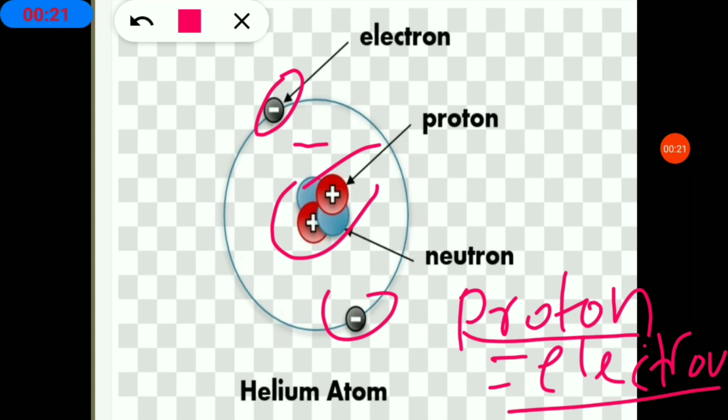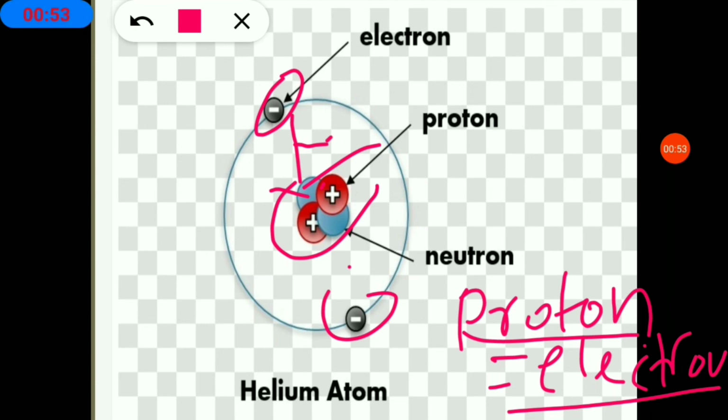Neutral means neither it will try to gain any electron nor donate an electron. So the force towards the nucleus will be balanced. Because in the nucleus there is a positive charge and outside the nucleus there is a negative charge. So if positive charge and negative charge are equal, they balance and an atom becomes stable. So helium we can say is a stable atom or neutral atom.